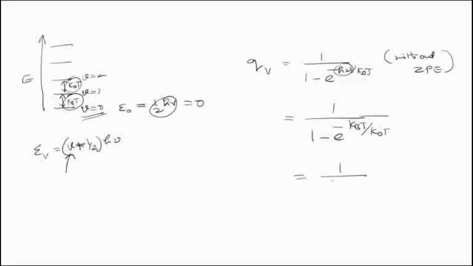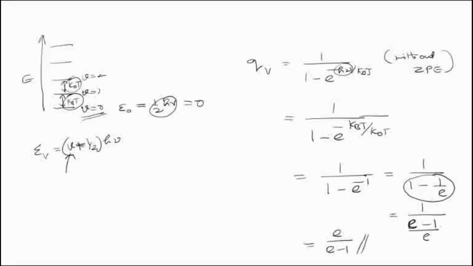So it becomes 1 minus e power minus 1. Okay, this you can write as 1 by 1 minus 1 by e, right? And this you can write as 1 by... if you take the LCM here, you get e minus 1 by e. Then bring this e to the numerator. So the final answer is e by e minus 1. This is the answer.